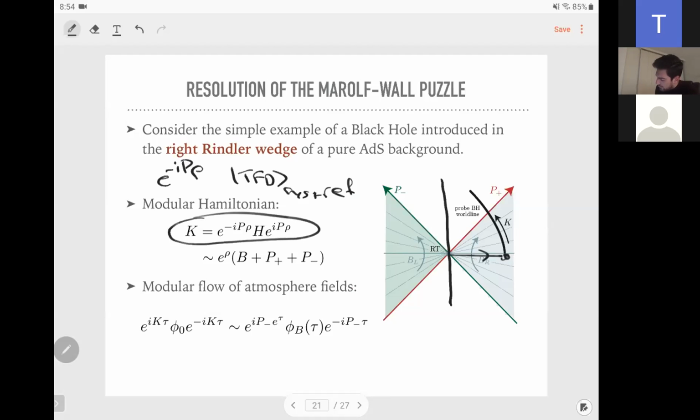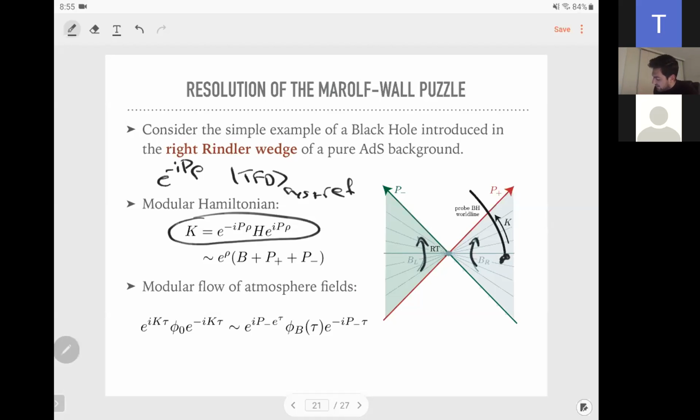The modular Hamiltonian of my black hole then is this. But now what I want to do is view the bulk spacetime in terms of two Rindler wedges, with the black hole contained entirely on the right wedge. So I split my universe into two Rindler wedges. The Rindler boosts play the role of the dynamical Hamiltonians on the two sides.